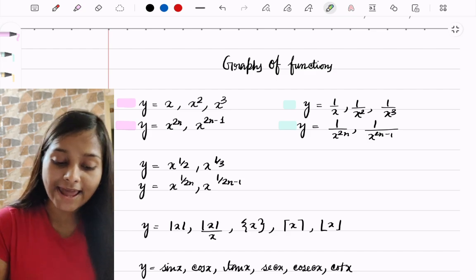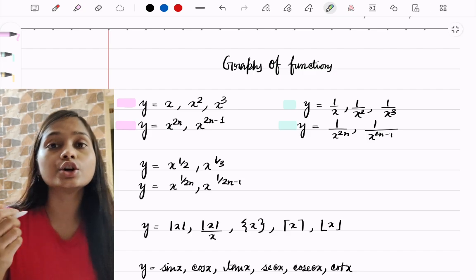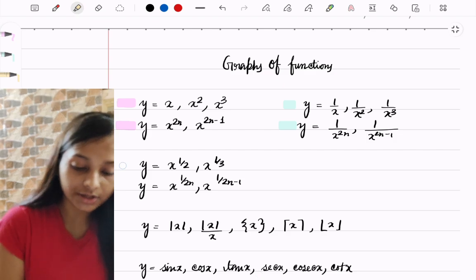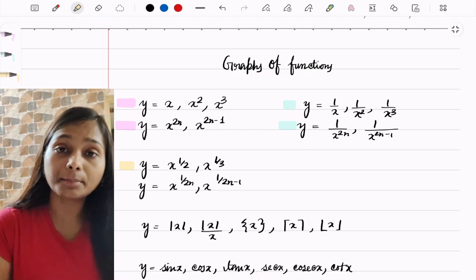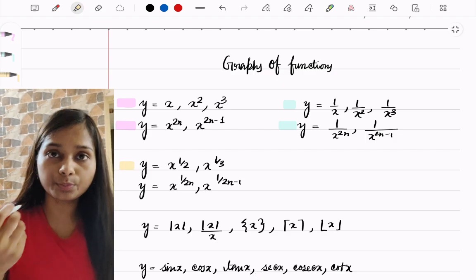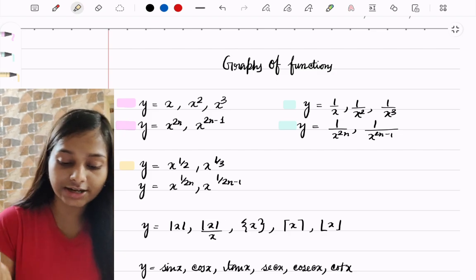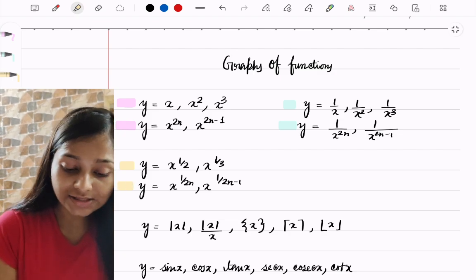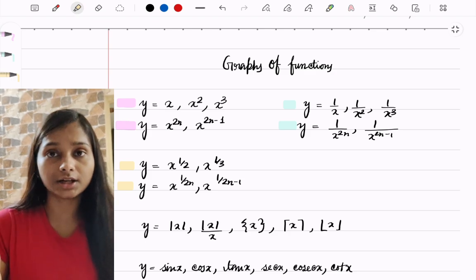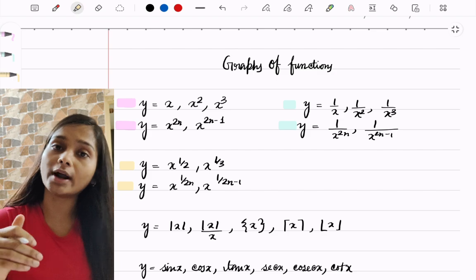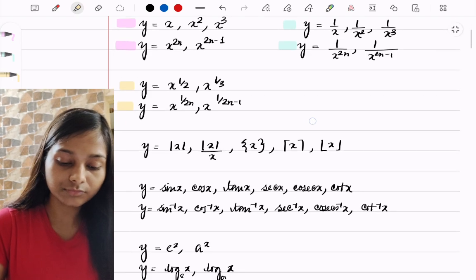Irrational function means x power half, that is root over x. Next is x power 2 by 3, x power 1 by 3, which is the cube root of x. And also here we have the generalized version as x power 1 by 2n, which are the even terms, and x power 1 by 2n minus 1.